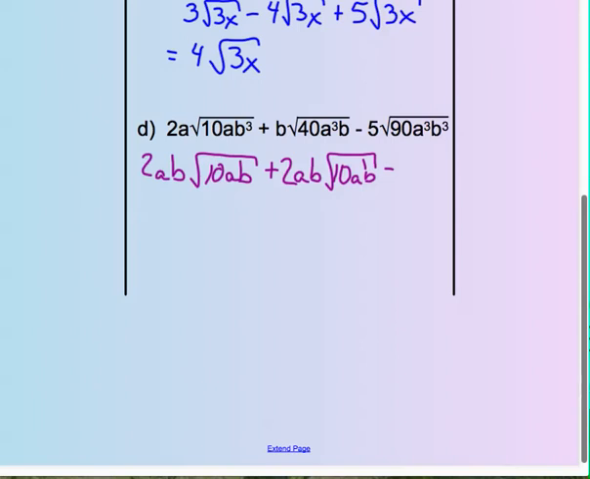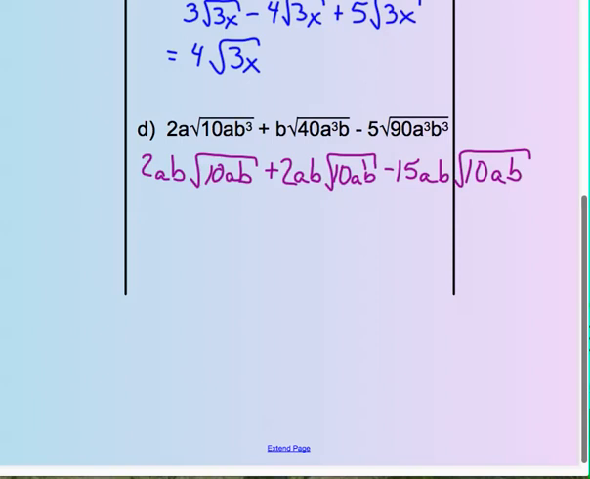Perfect square factor of 90 is 9. Square root of 9 is 3 times the 5 that's already there. A cubed, we can pull an a out. And b cubed, we can pull a b out. What's left under the radical? We've got 10ab.